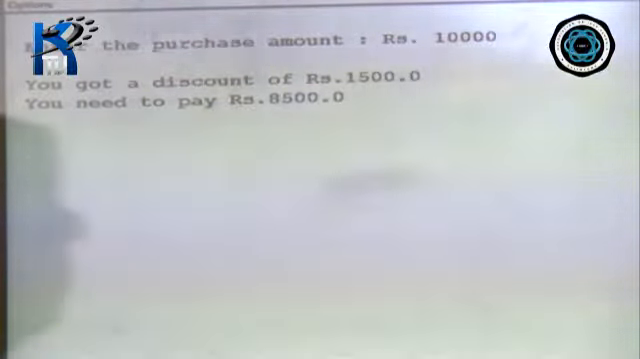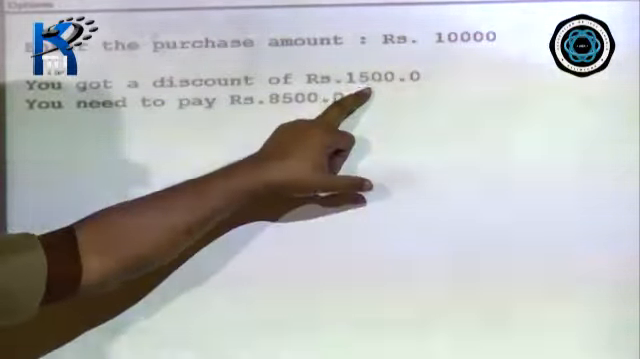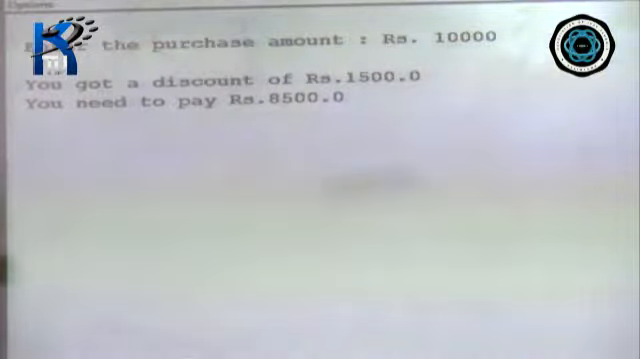That PA has been taken and checked using if statement, whether it is more than 5,000 or not. Since it is more than 5,000, the controller has entered the if statement and then calculated 15% of 10,000. 15% of 10,000 is 1,500. That 1,500, this 1,500 was stored in a variable called DA. Remember, we have declared DA as discount amount.